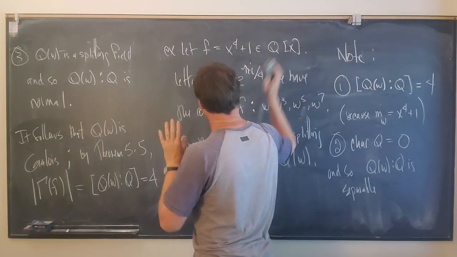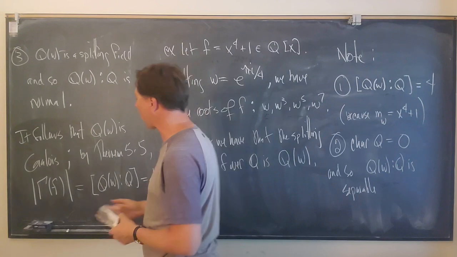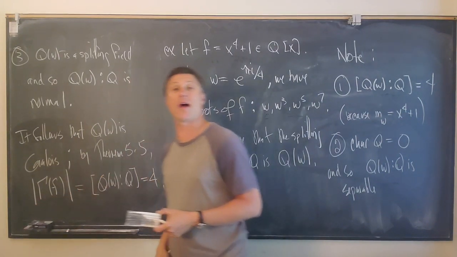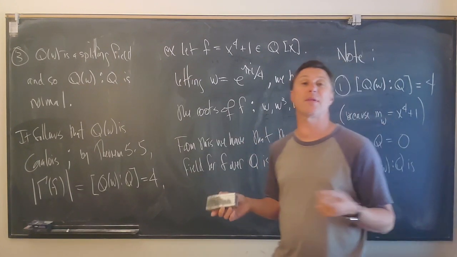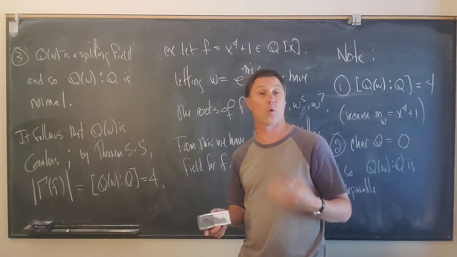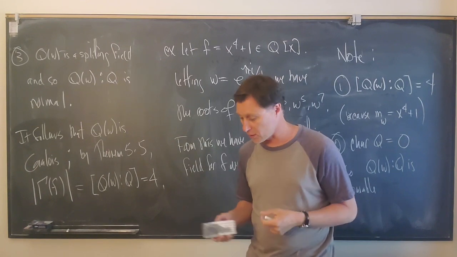Okay, so my goal in the end is to identify exactly who the Galois group of this polynomial f is equal to. So far we know that it's a group of order 4, and so that means we have two candidates: it's either Z_4 or Z_2 plus Z_2, and so let's figure out which one it is.